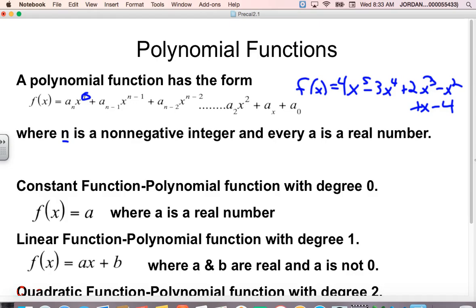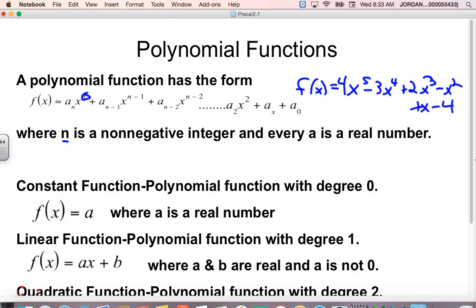As long as your terms are like that, all of them have a coefficient, an x, and an exponent. The highest exponent is a non-negative integer, 5. Of course, that's a positive integer. And all the coefficients, the numbers in front of the x's, are real numbers. So that's a polynomial function.